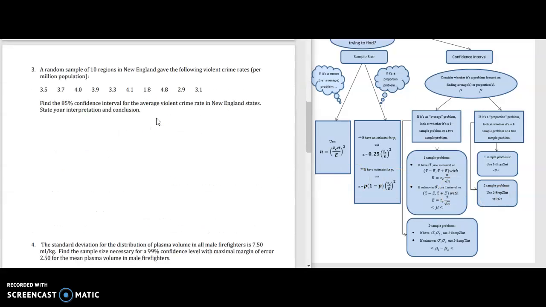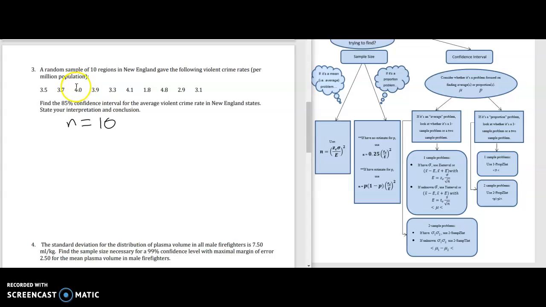All right, number 3, we're looking at a random sample of 10 regions. So we have a sample size of 10 in New England, and we're looking at violent crime rates per million population. So we have 10 data values there. And then it says, find the 85% confidence interval for the average violent crime rate in New England states. So looking at our flow chart, yes, it's asking for a confidence interval. You have to decide, is this an average problem or a proportion problem?